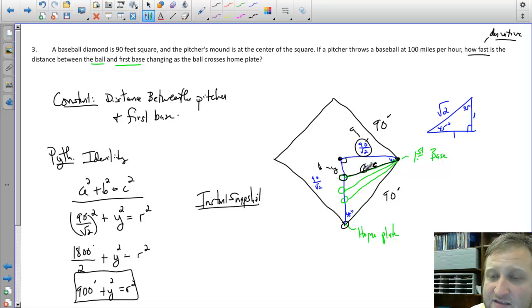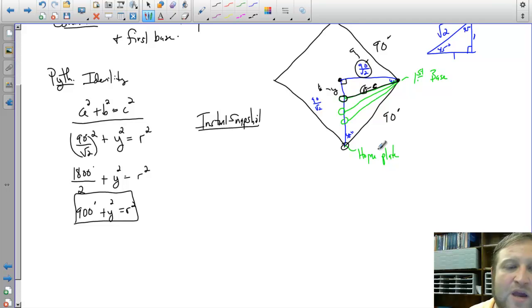Notice we call that distance r. According to our picture, we call that distance r, but we're looking for the speed or the velocity of that value r. So what we are looking for is dr over dt. We are looking for the rate of change of the distance between the ball and the first base.